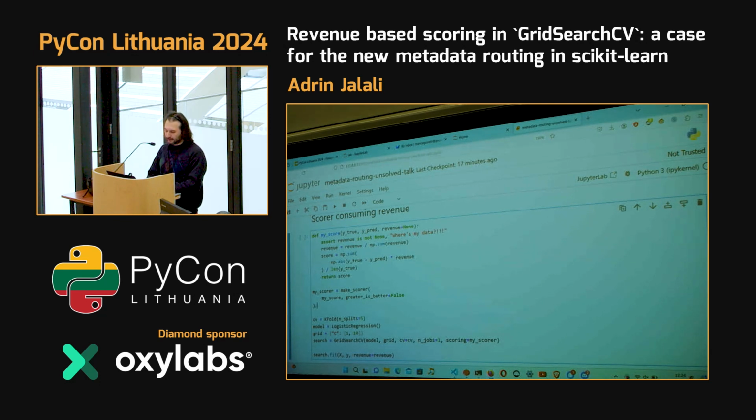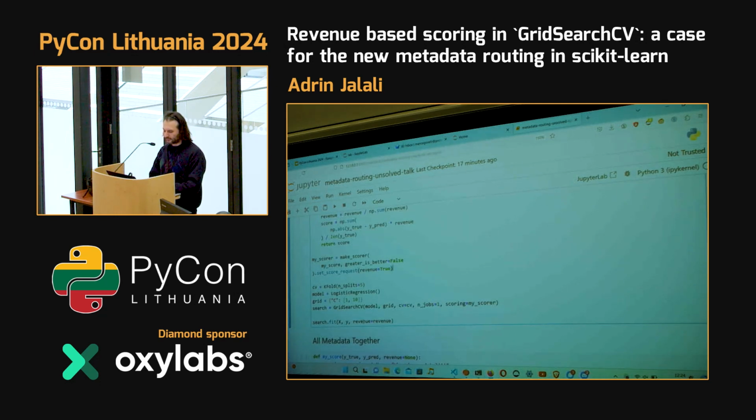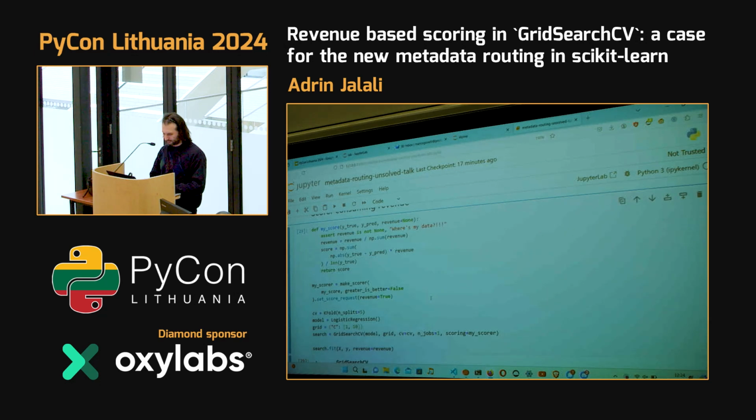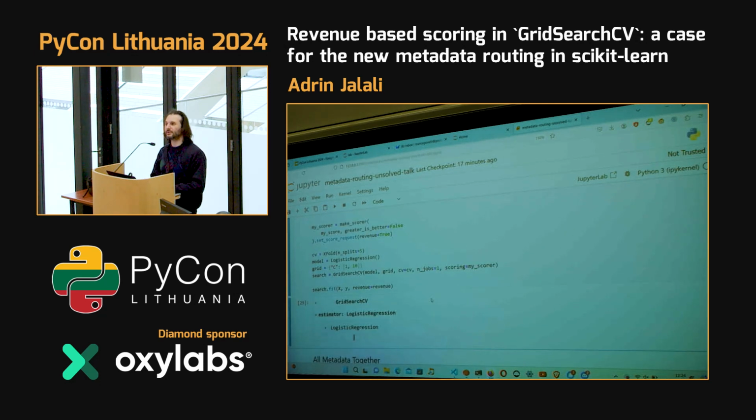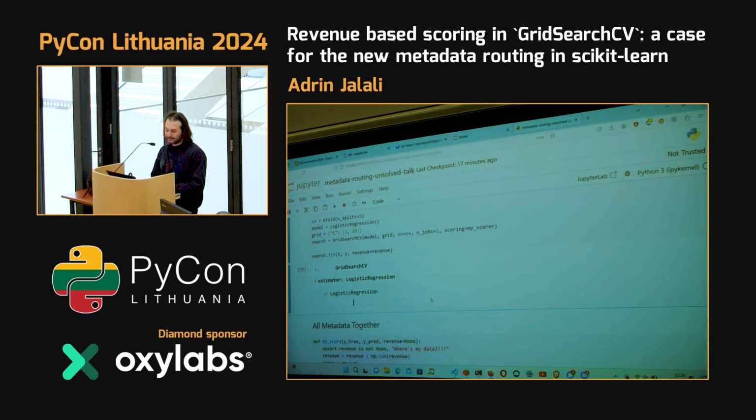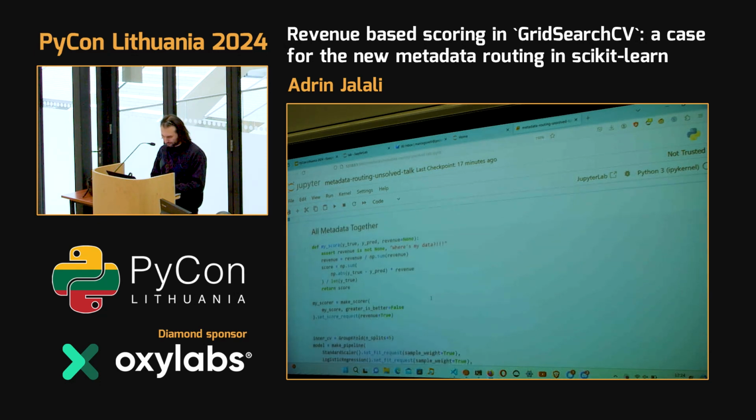The only thing is here, I have a score request, which would be revenue is true. And then here I pass revenue. And ta-da, it works. It makes things really easy once you get used to it.